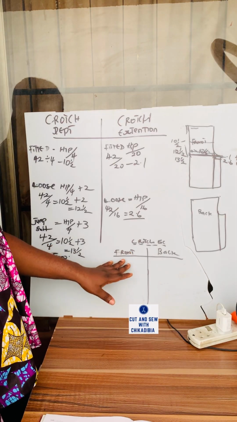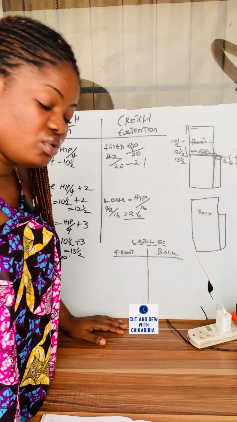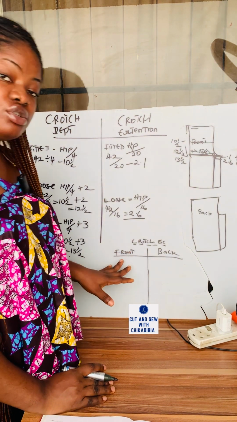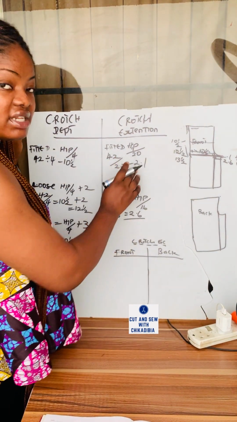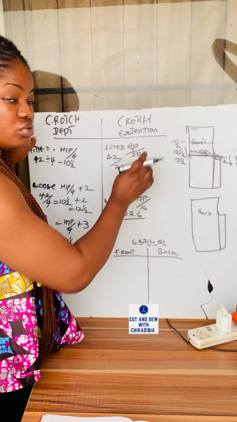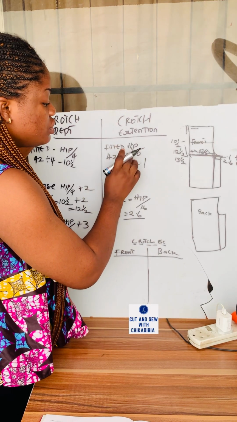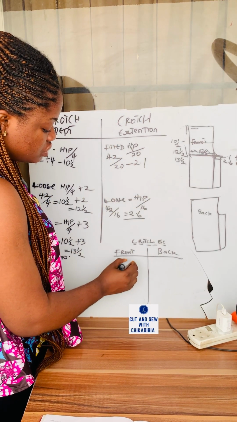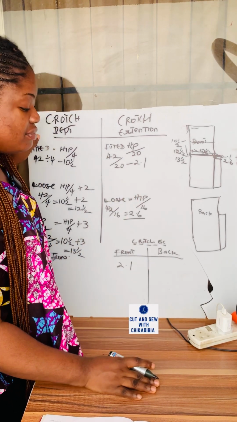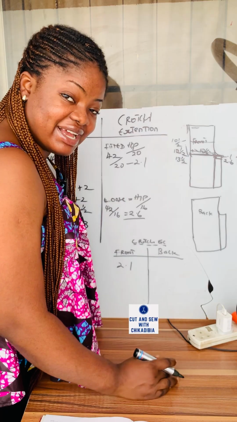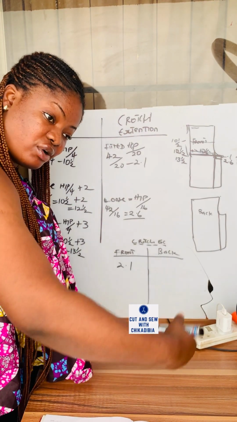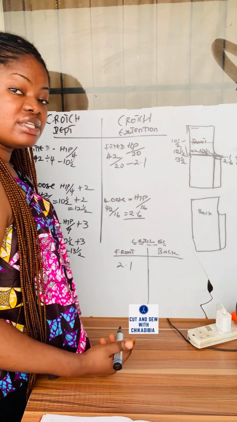Now the front and the back do not have the same crotch extension. We already have the front, and for the fitted pant, the front carries hip divided by 20, which is 2.1. So the crotch extension is 2.1 for the front, because you're not going to add anything. The back is always different, because you have too much weight at the back, your bum, so you're going to add something at the back to cover that weight.